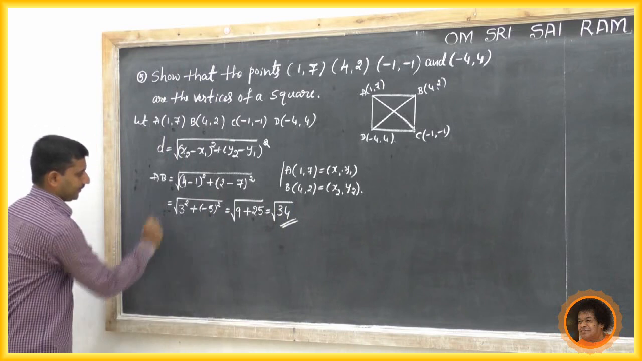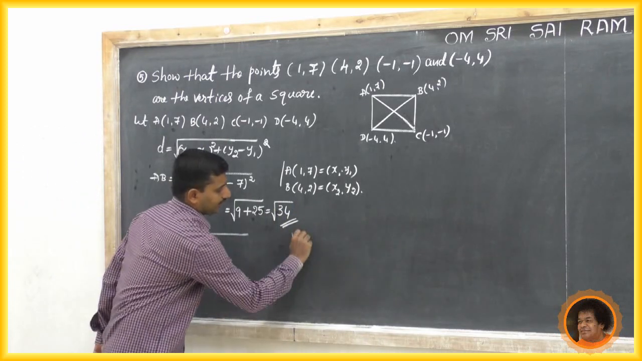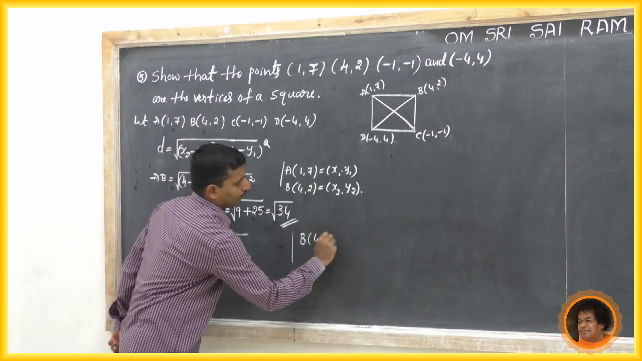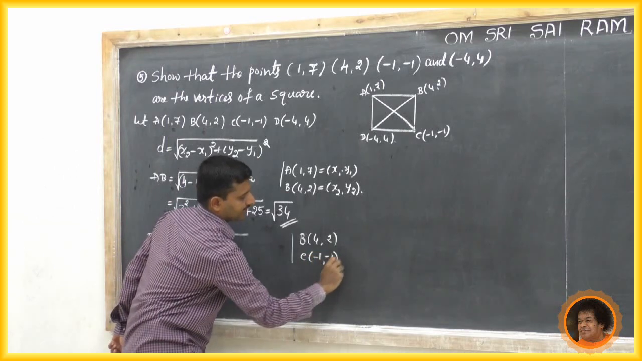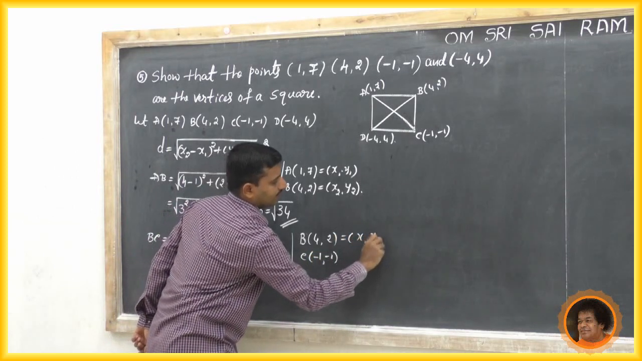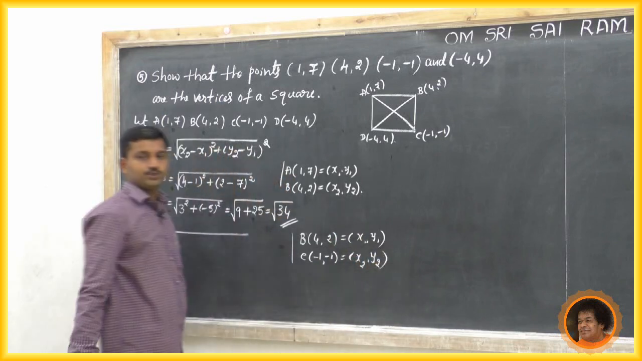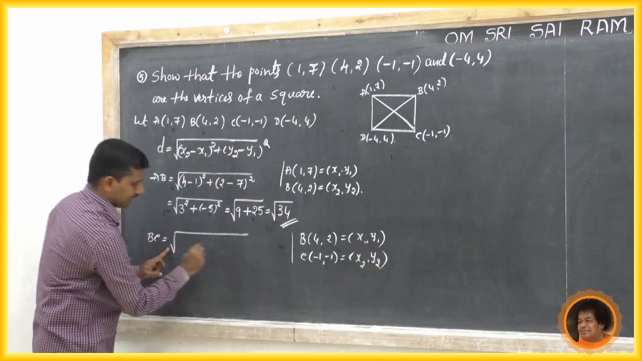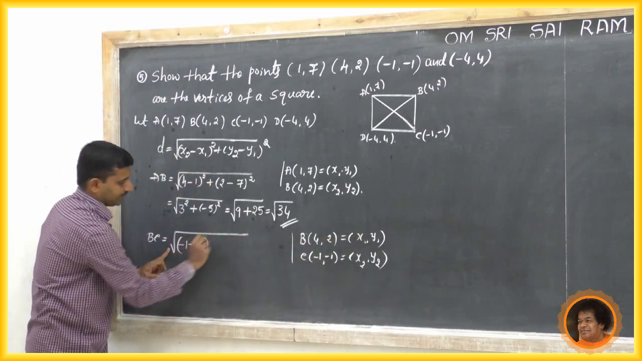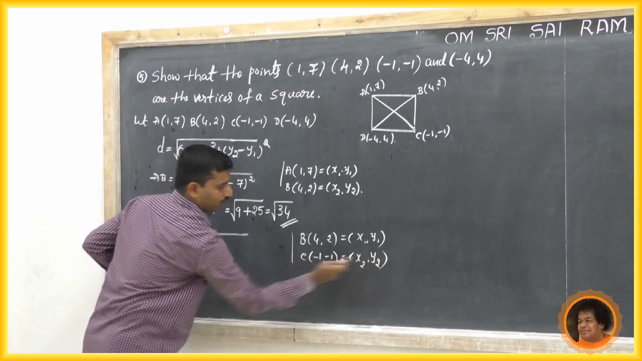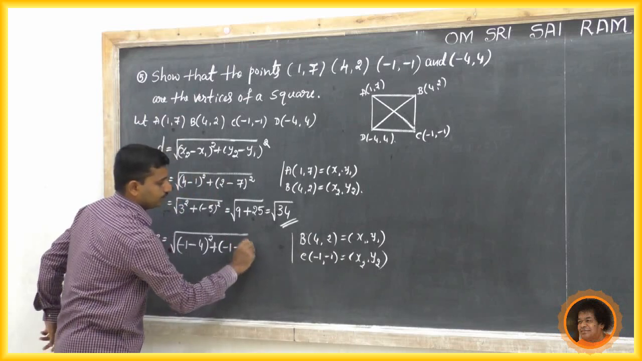Next find BC. So BC equal to square root of, so here the coordinates of the point B are 4, 2, and the coordinates of the point C are minus 1, minus 1. First one x1, y1, and the second one x2, y2. Now substitute the values. So here x2 is minus 1, minus x1 is 4, their square, plus y2 value minus 1 minus y1 2 whole square.